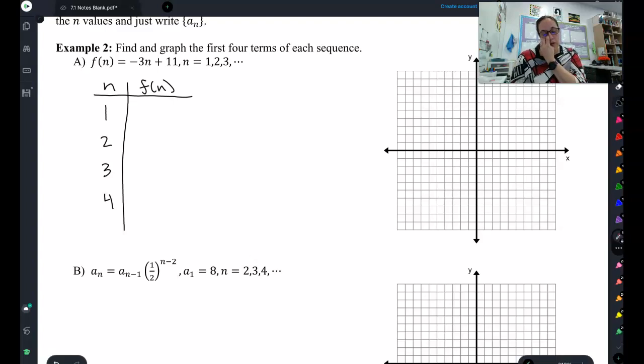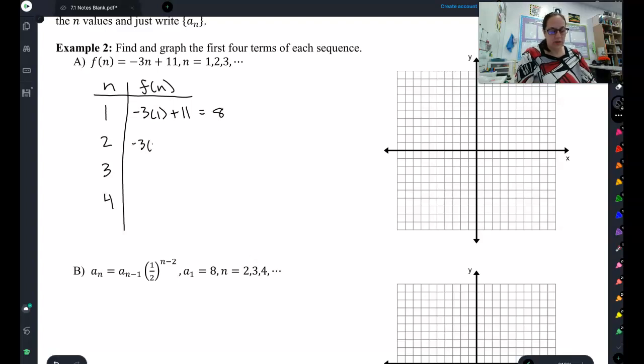And on the right side, we plug those into our equation to find what term we need. Now, notice this equation is an explicit formula because I can just plug any n into that. I don't need to know the previous n's to figure it out. So I can plug 1 in to get 8, plug 2 in to get 5, plug 3 in to get 2, and plug 4 in to get -1.